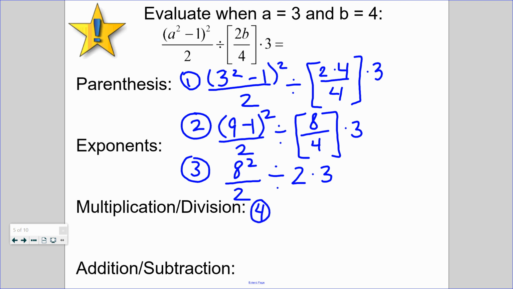The 8 squared. Simplify that numerator. 8 squared you can do in your head. What is that? 64 over 2 divided by 2 times 3.